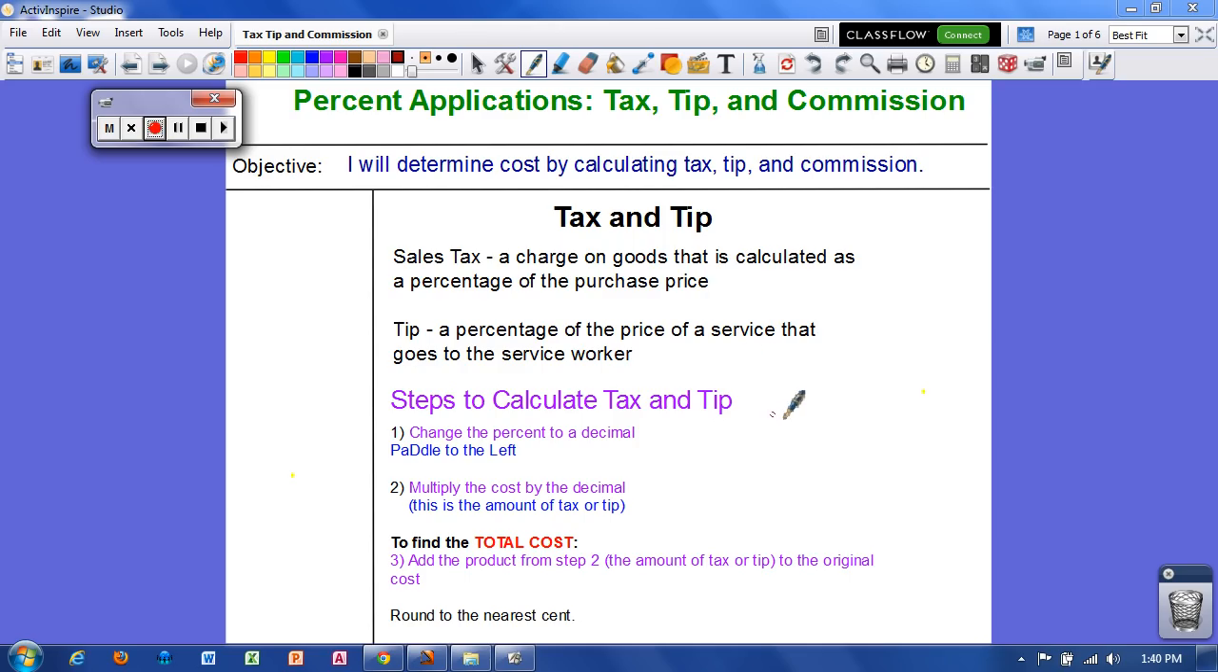So let's talk about the steps to calculate tax and tip. The first thing you want to do is change the percent to a decimal. Remember, paddle to the left, so you move that decimal left 2 places. Then you want to multiply the original cost by the decimal. Once you have done that, this would be the amount of tax or tip. Now, if you want to find the total cost, you're going to add the product from step 2, so the amount of tax or tip. You're going to add that to the original cost. And of course, since this is dealing with money, we want to round to the nearest cent, which would be in the hundredths place. So let's do some examples together.